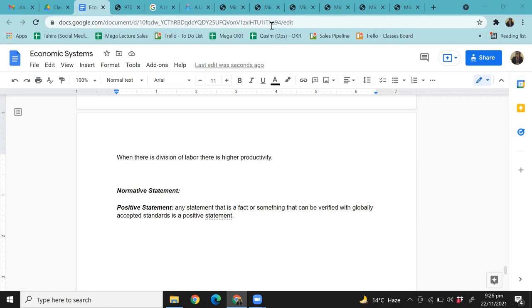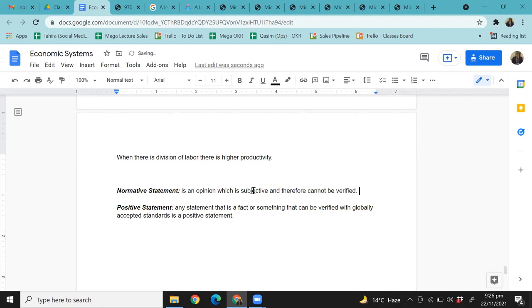Opinion is my own way of thinking. It's not something that is a fact. So if I say the temperature today in Islamabad is 13 degrees Celsius, that would be either correct or incorrect, but still I can verify. I can just go on Google and check, right? So that is positive. Yes or no? So a normative statement, on the other hand, is an opinion which is subjective and therefore cannot be verified.